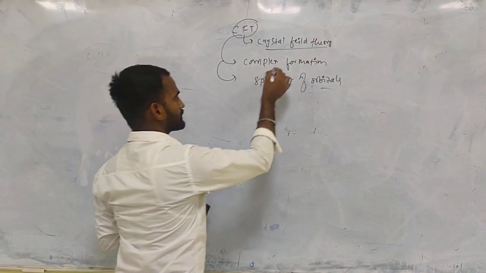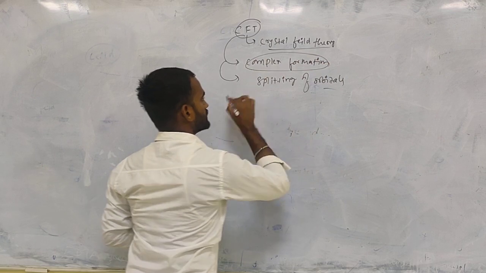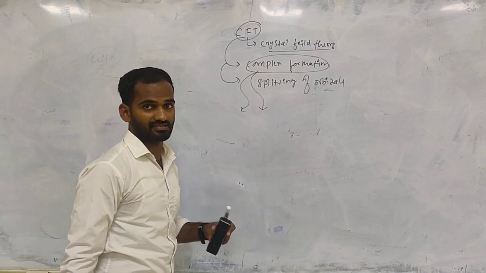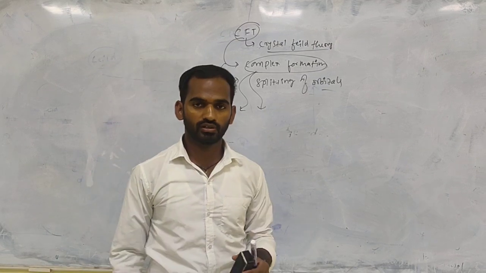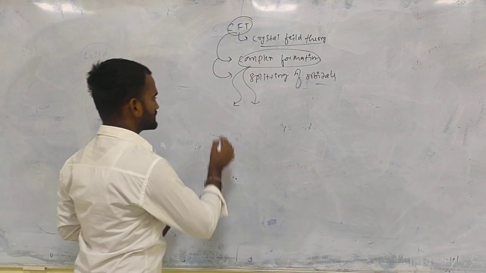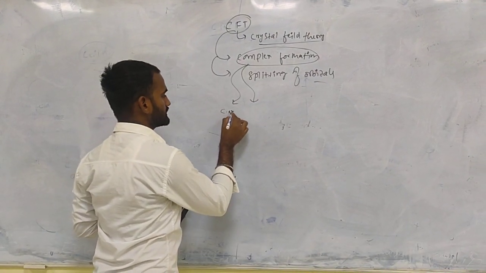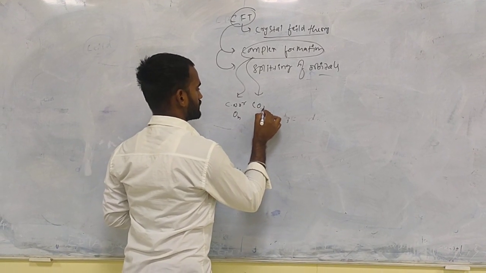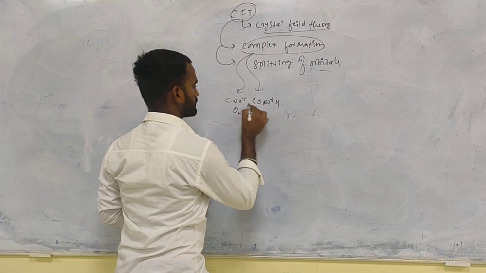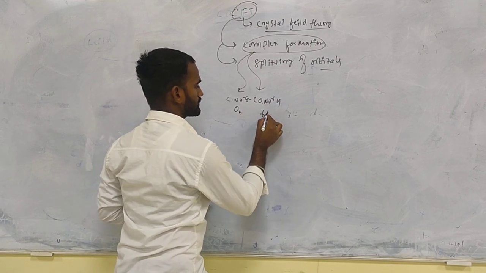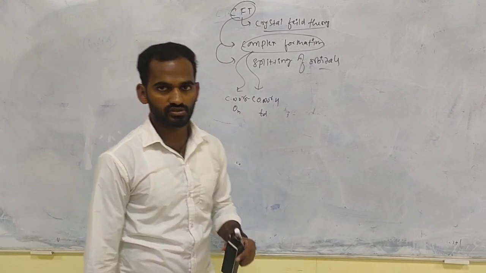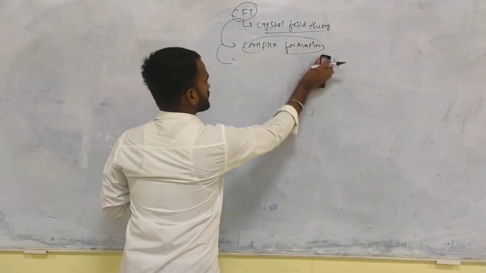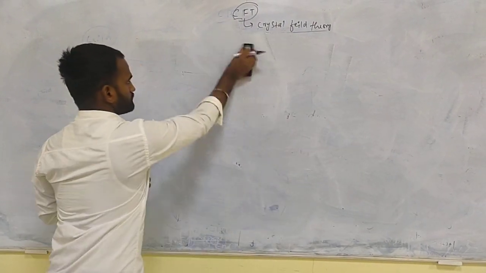First, we'll study the complex formation. There are a lot of complexes in coordination chemistry, but I'm going to focus more on coordination number 6, that is the octahedral complex, and coordination number 4, that is the tetrahedral complex. These 2 complexes we are going to study today. Let us start with the complex formation.